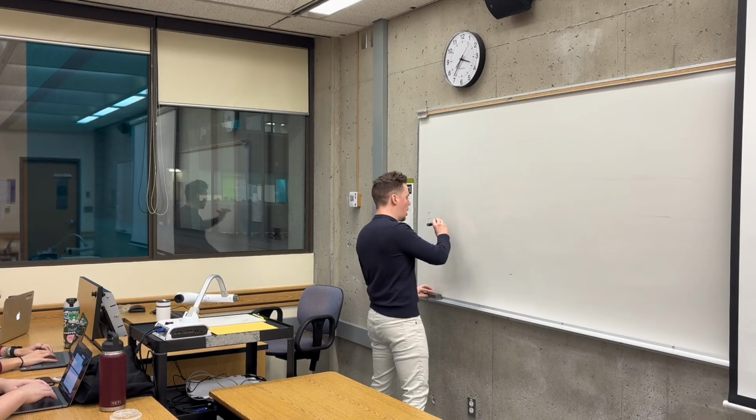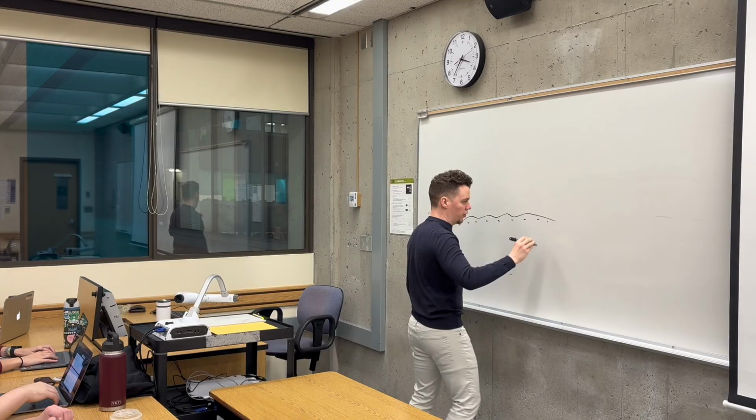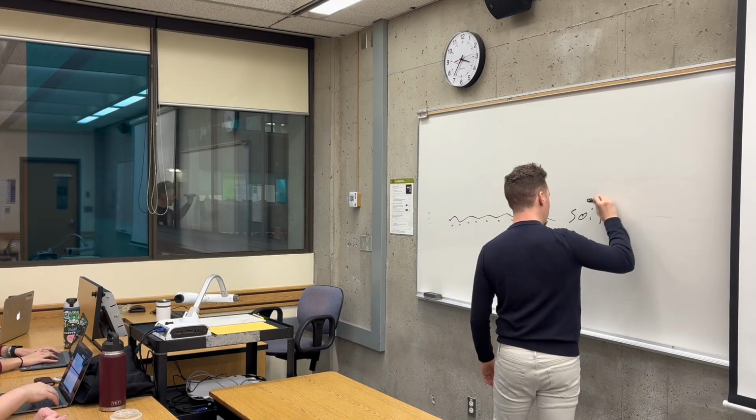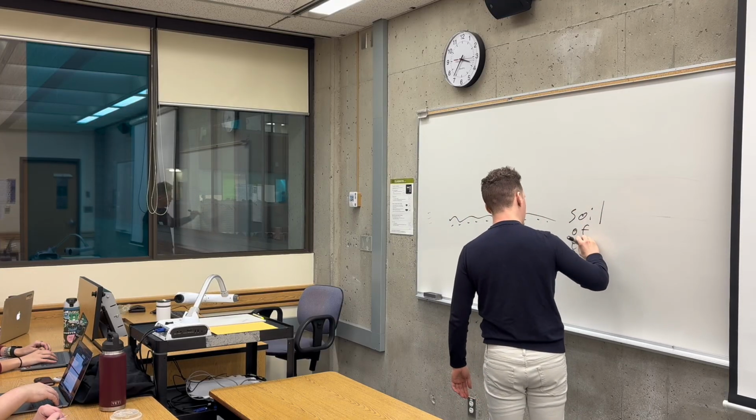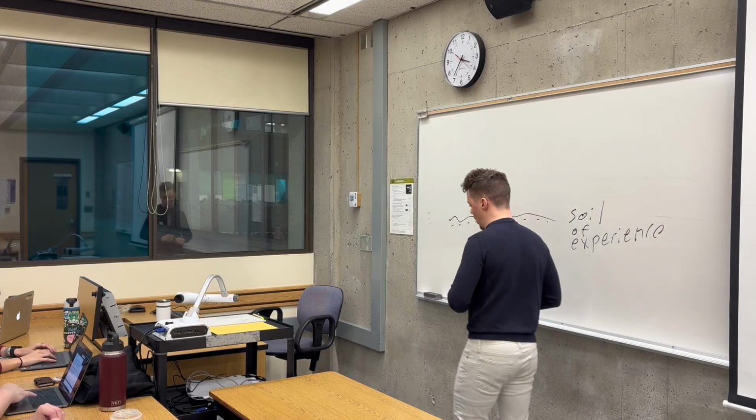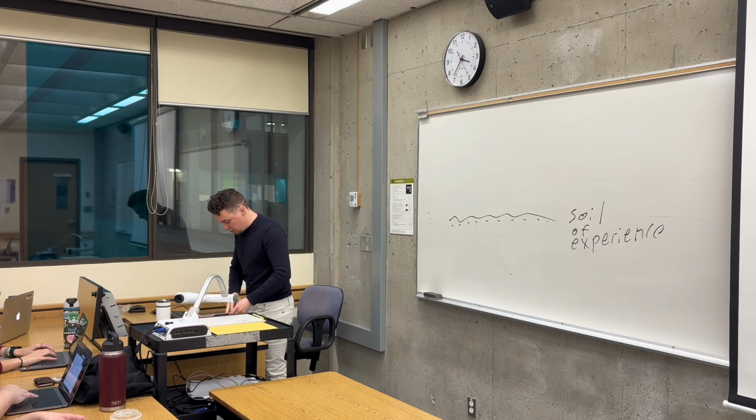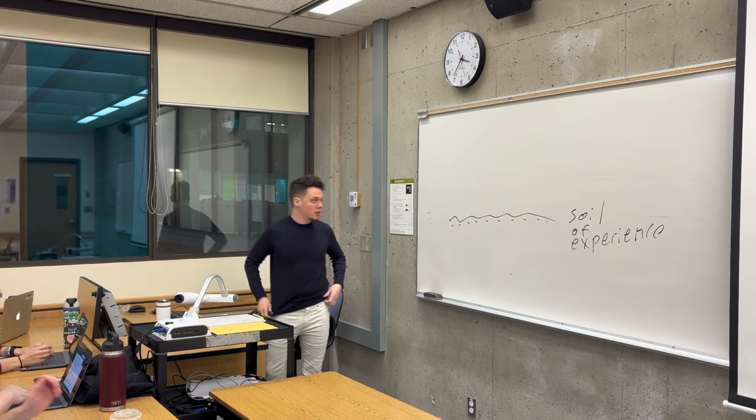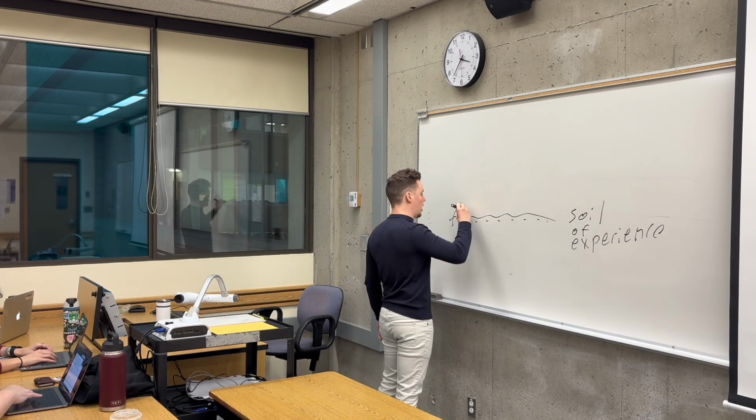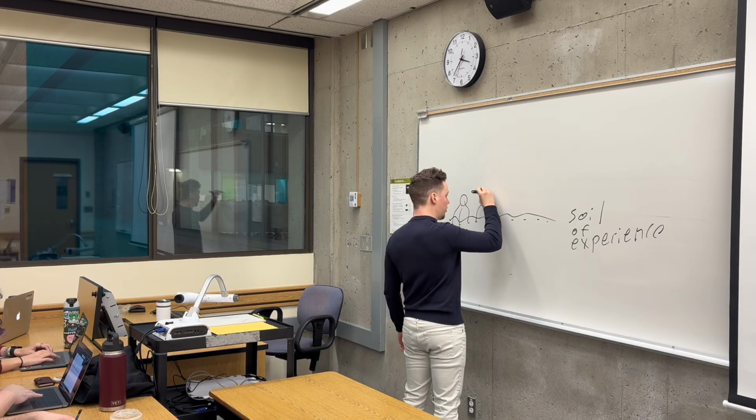There's the bottom layer, which is what he calls the soil of experience. These are the raw ingredients that we use to make our scientific theories. All the phenomena that we observe. And then we use that to make some empirical concepts.